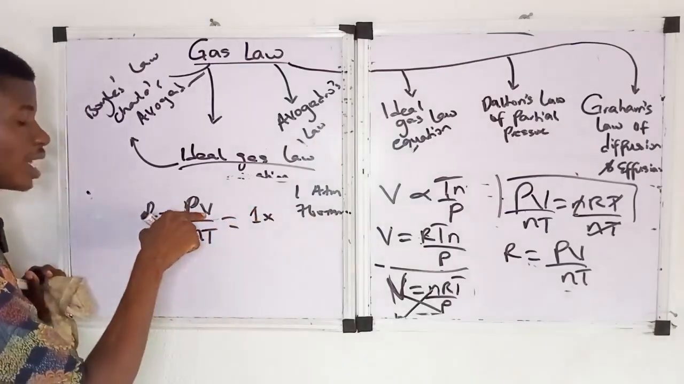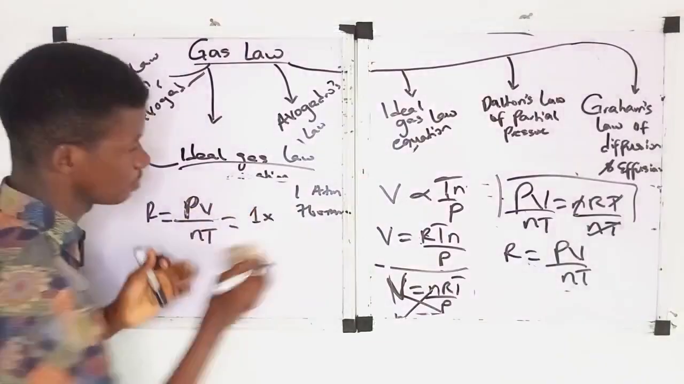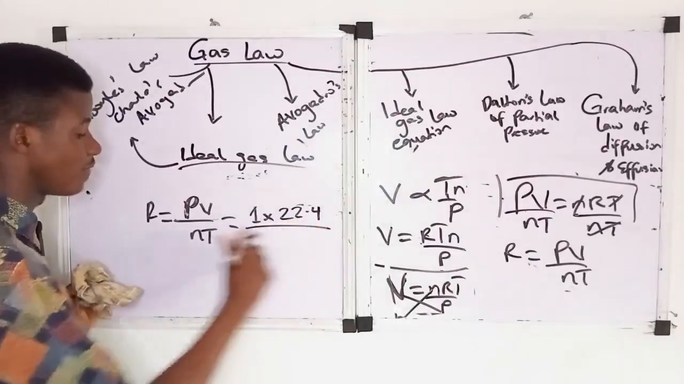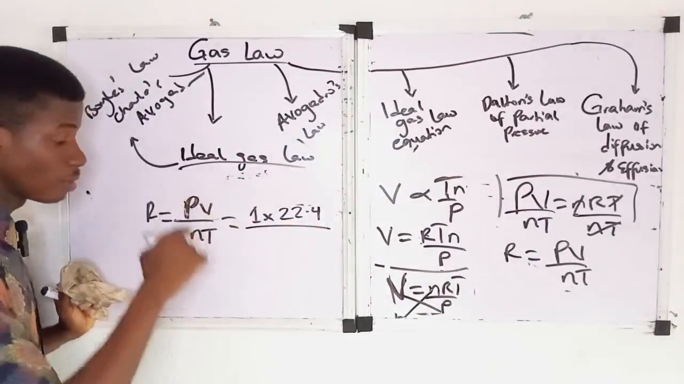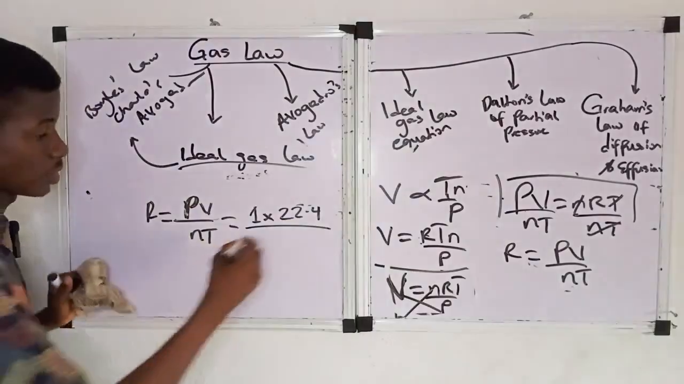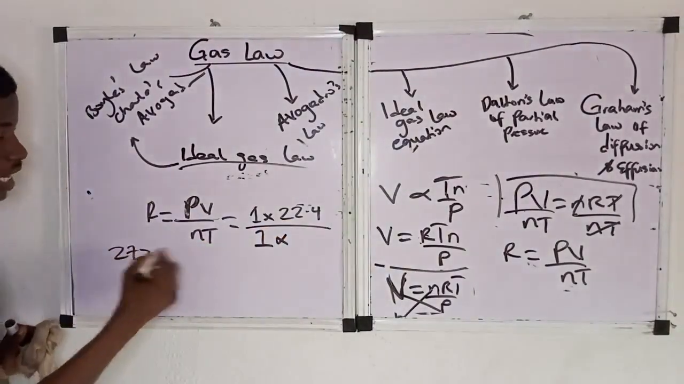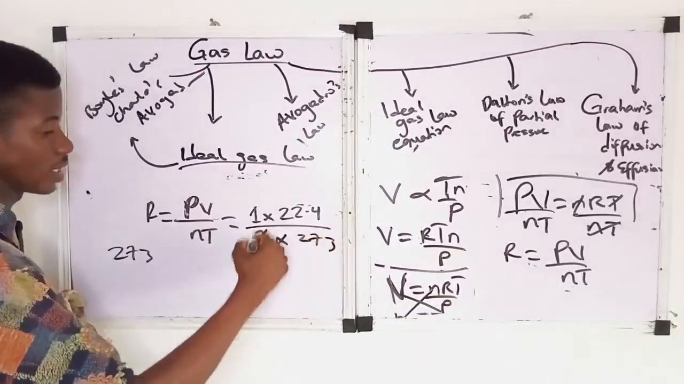Now, what is the molar gas volume? Molar gas volume of a gas is 22.4. Then divided by, let's say we are dealing with 1 mole of a gas, then times the standard temperature, which is 273, right? This one will cancel this.